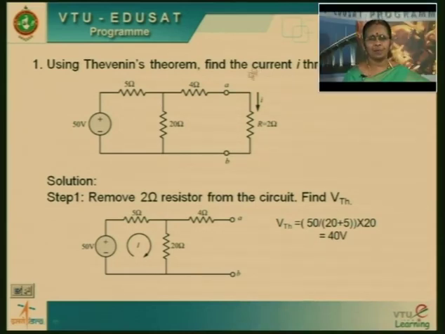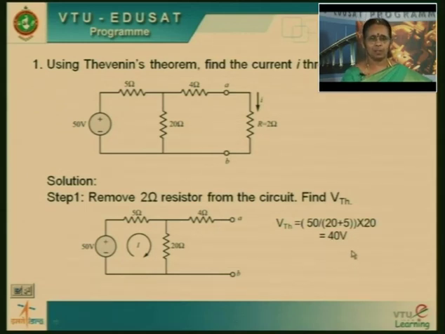What is the first step? As I have already mentioned in my example, you have to remove the load resistance from the circuit. When you remove this 2 ohm resistor, you find an open circuit, and you find the open circuit voltage. It's simple. You have to find out the current through this. The current is equal to 50 volts divided by the sum of the resistances here, because it's a single loop circuit. So 50 divided by 5 plus 20, which is 25. So 50 divided by 25 is 2 amperes. 2 amperes multiplied with 20 ohms is the voltage here, which is 40 volts.